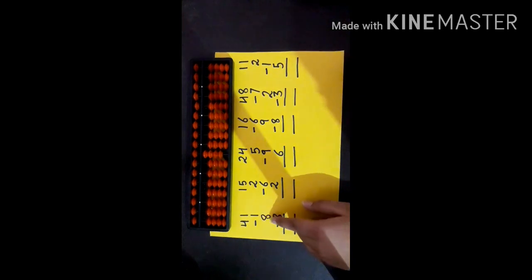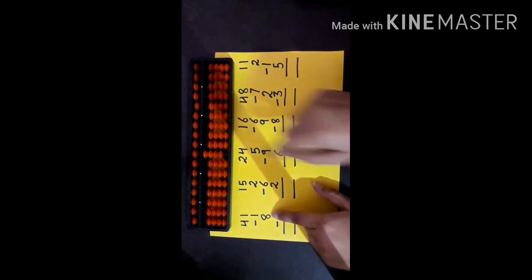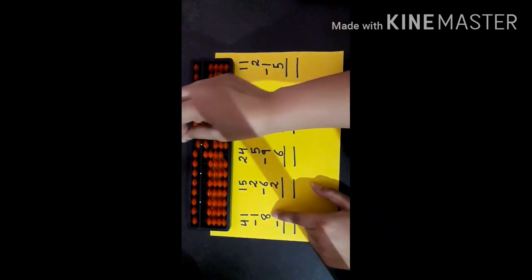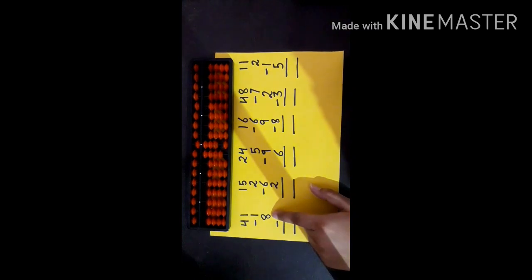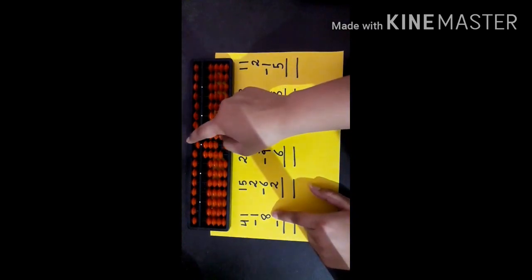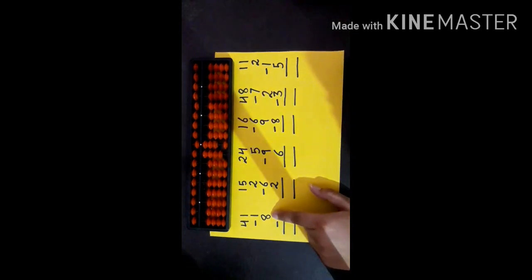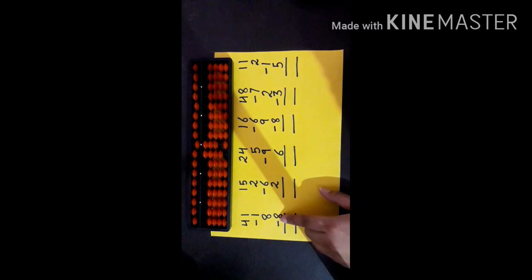Minus 1. Then 8. Now how will you form 8? See, for 8 you have to use the bead 5. 5, 6, 7, 8. Again I am repeating. 5, 6, 7, 8. For 8 you have to use the bead 5. Now minus 8.